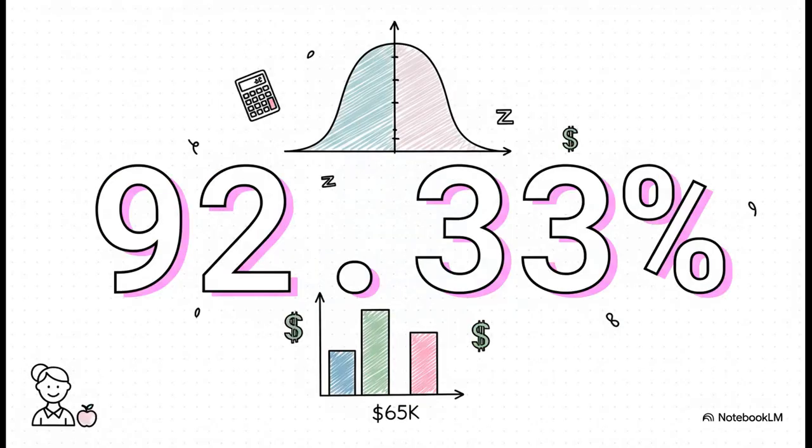And when you look that area up in a z-table or use a calculator, boom, there's our answer, 92.33%. That means there's a 92.33% chance that a randomly selected teacher in the U.S. makes between $42,000 and $65,000 a year. See, we just took a messy, real-world question, translated into a standard language, and got a concrete, useful answer.